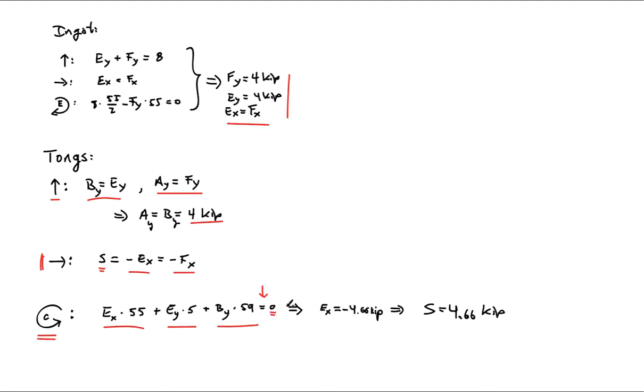And plugging in our results from above for both Ey and By, we find out then that the horizontal force on the tongs, Ex, is equal to minus 4.66 kips, and this then implies that the horizontal force, or the force in the spreader bar, is 4.66 kips, and it's positive in magnitude, so that tells us that the spreader bar is in tension in this problem. And that was the original question, is to find out that force.